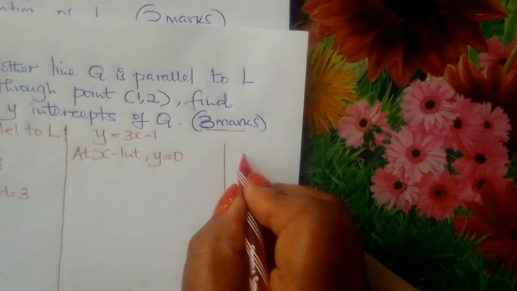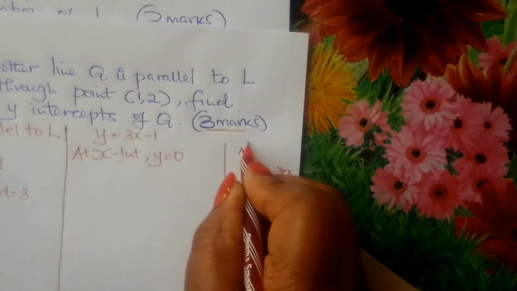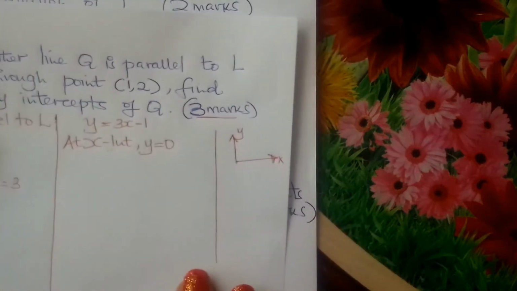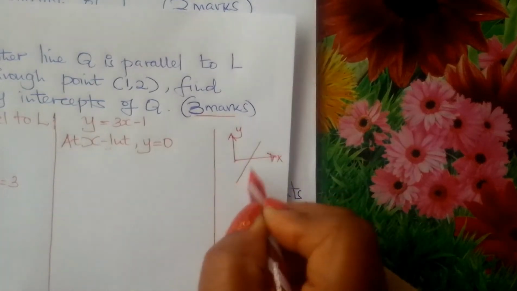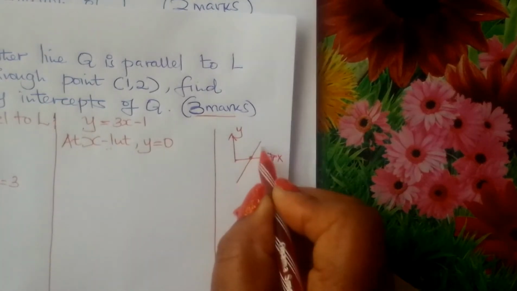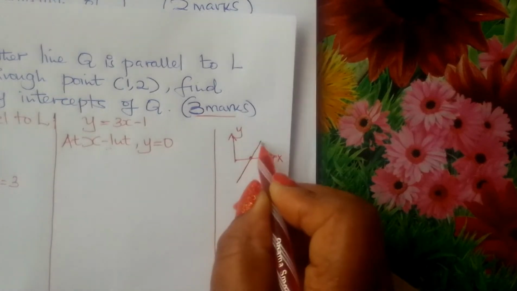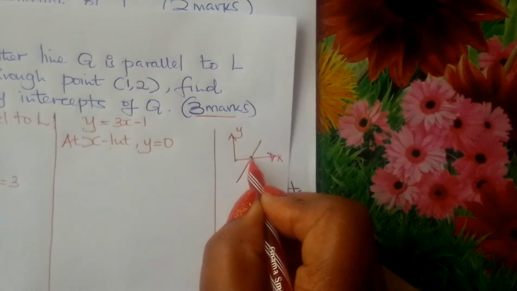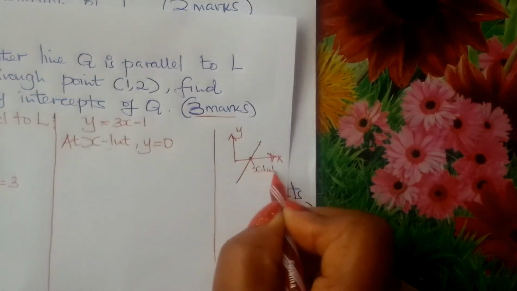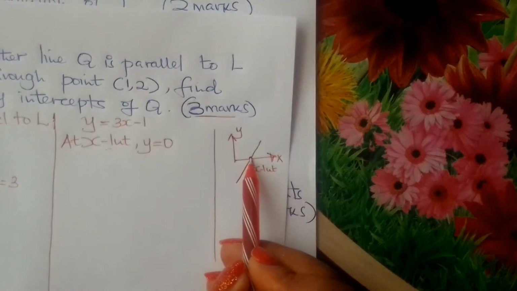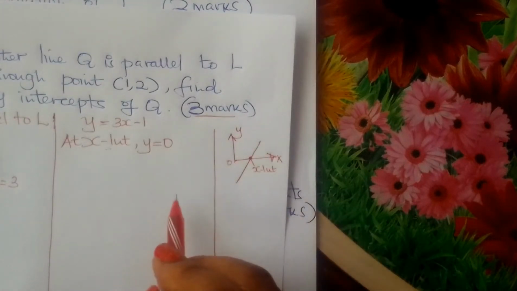Just to guide you here, if you have a graph like that to do with x and y axis, x-intercept refers to the value of x where a line cuts the x-axis. X-intercept refers to the value of x where the line cuts the x-axis. So this is the x-intercept. And therefore, learner, at x-intercept, what is the value of y? The value of y is 0.